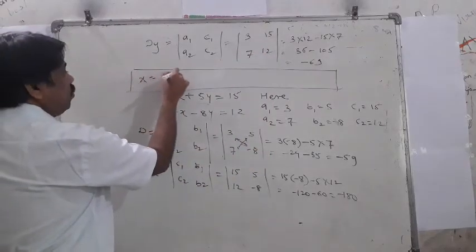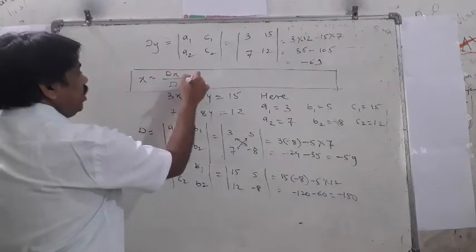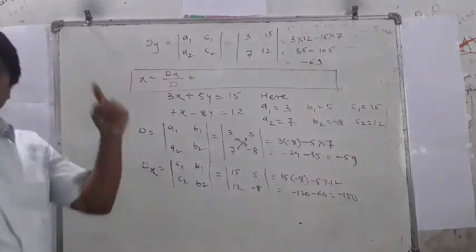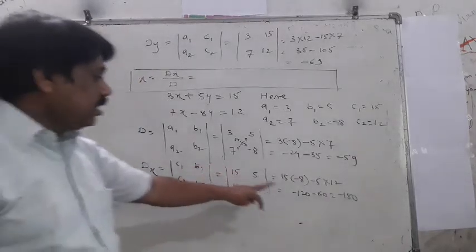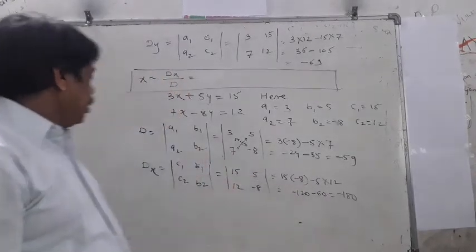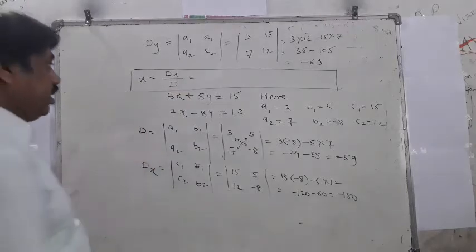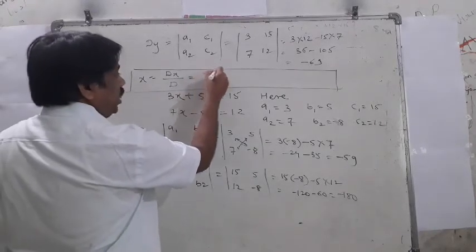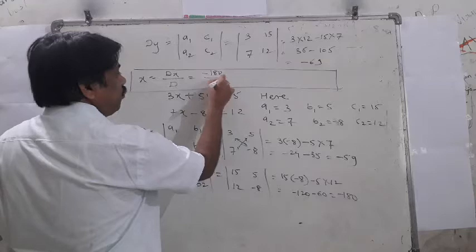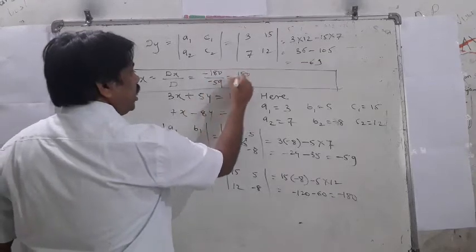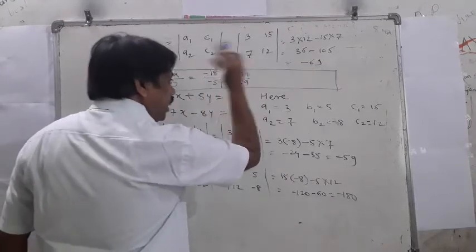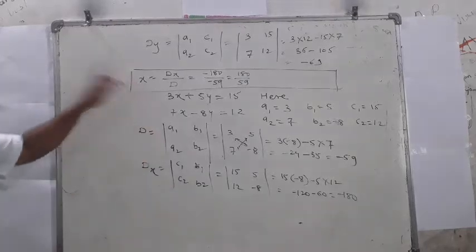x is equal to dx upon d. What is the value of dx? It is minus 180. What is the value of d? It is negative 59. Okay, minus 180 upon negative 59, it will become 180 upon 59. That is the final value of x.